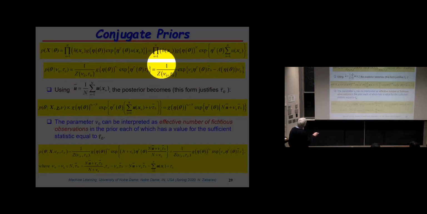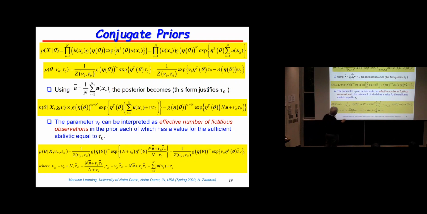So multiply those two to get the posterior. So what will you get? We are only looking at things that involve the parameters, so you're going to get g to the power n plus mu 0, and then exponential of eta transpose, summation of all the u's, plus mu 0 tau 0 bar.